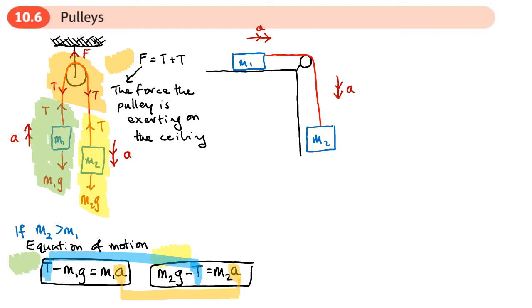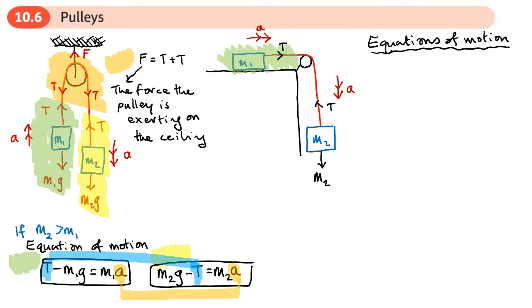Right, now if we go across to this diagram here, we can do the same type of thing. We can write equations of motion. So let's start with mass number one. We're going to write an equation based on what's going on here. So we need to put the tension on. We'll have tension here. We'll have the weight of the mass here.